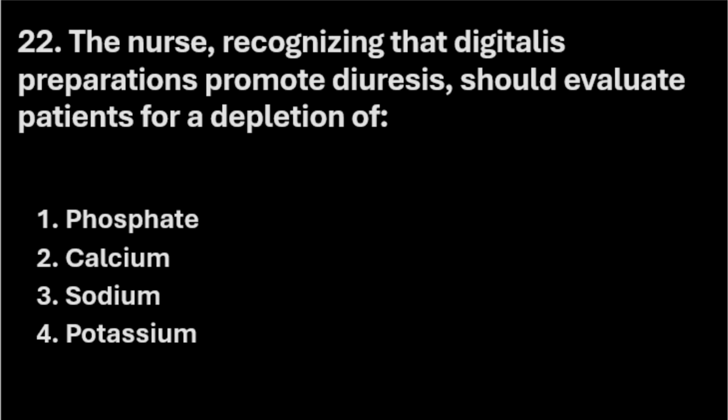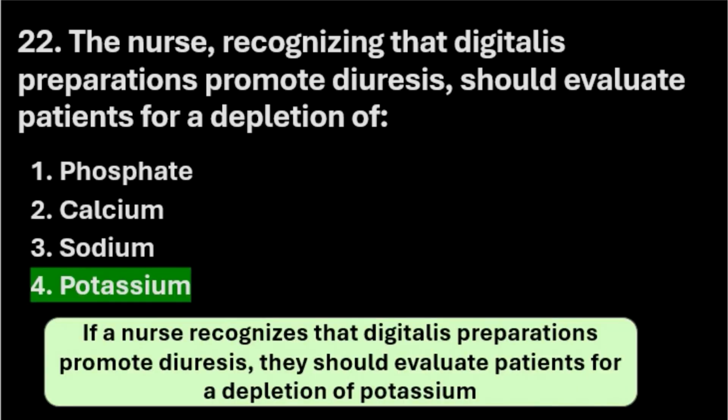Next question. The nurse recognizing that digitalis preparations promote diuresis should evaluate patients for a depletion of option 1 phosphate, option 2 calcium, option 3 sodium, option 4 potassium. Right answer here is option 4 potassium. If a nurse recognizes that digitalis preparations promote diuresis, they should evaluate the patient for a depletion of potassium.